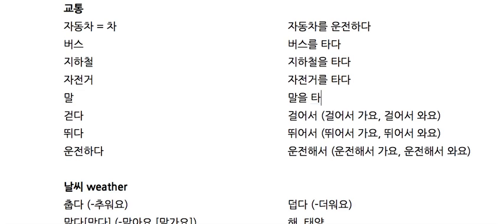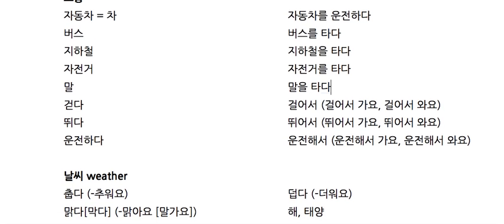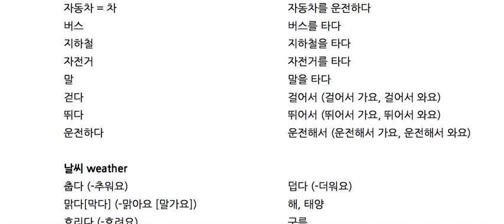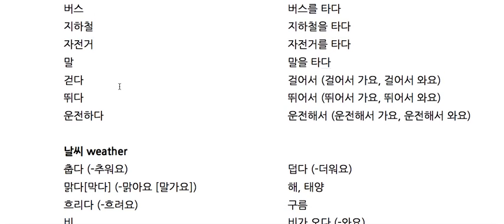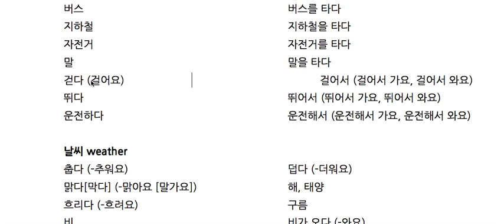말을 타다. Anybody, you know, rides, anybody likes horseback riding? 말을 타요. 그렇죠? 그다음에 걷다. 걷다는 to walk. 걸어요. It's a ㄷ irregular word. 그래서 걸어요. And if you go somewhere on foot, 걸어서 가요. So 걸어서 어디에? 저는 학교에 걸어서 가요. 저는 집에 걸어서 와요. 걸어서 가다, 걸어서 오다. So please remember them.